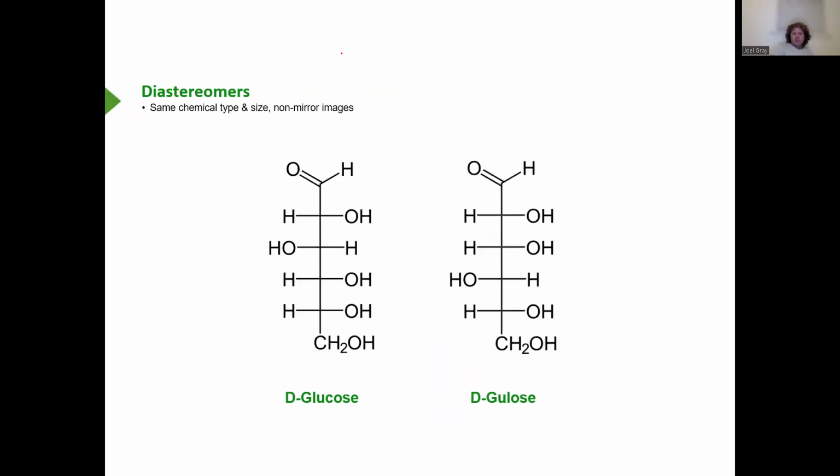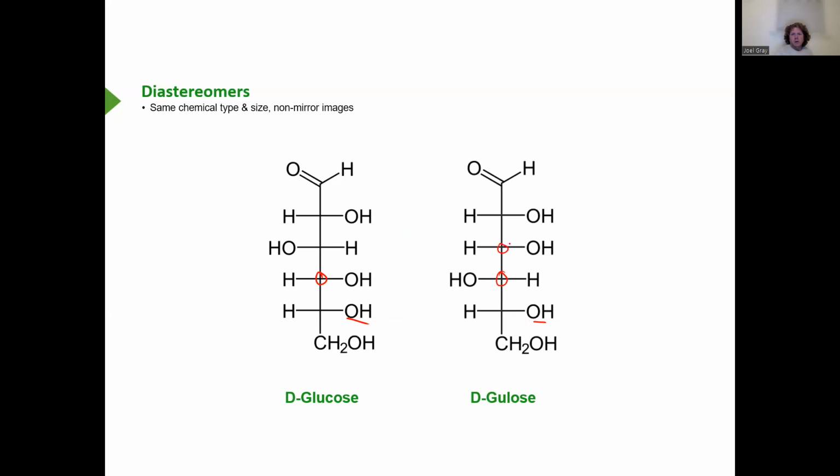Diastereomers are the same chemical type and size, but they are not mirror images. So here what we have is D-glucose and D-gulose. If you look at these two sugars, one thing that's worth noting is that they are both D configuration. So in carbon number 5, they both have a hydroxide group on the right-hand side of the molecule. Carbon number 4 and carbon number 3, however: in carbon number 4, D-gulose has a hydroxide on the left-hand side, glucose on the right-hand side.